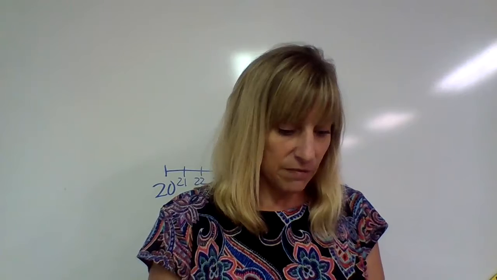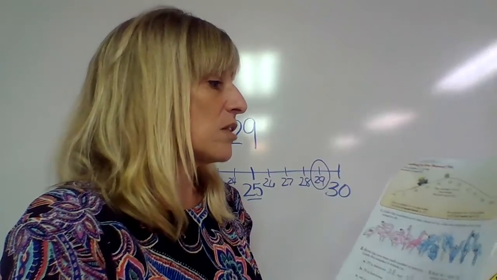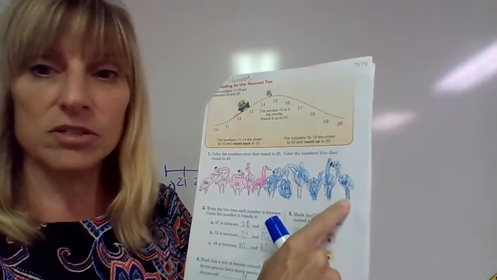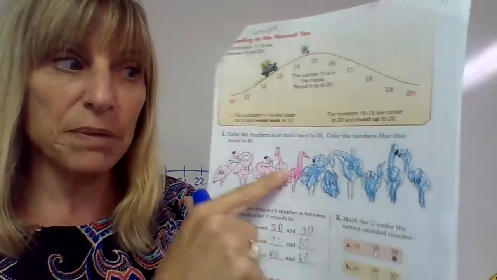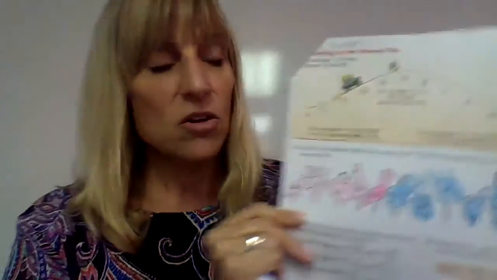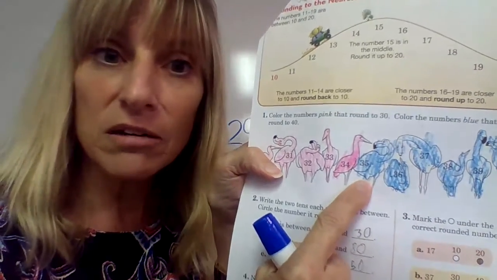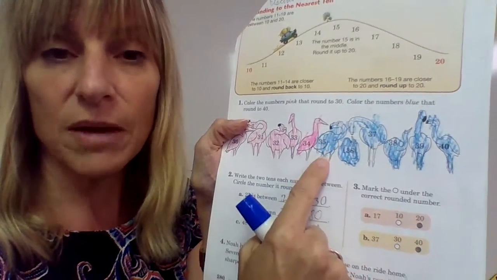There were some birds that you had to color, if you remember from last week. Some you had to color pink, some you had to color blue. Let me see if I can find the page. And yay, Isaiah, good job, you got it right. The instructions were: color the numbers pink that round to 30, and color the numbers blue that round to 40. So 30, 31, 32, 33, 34 should all be pink. You did that right. Notice some of you left this bird, the number 35, blank. You didn't color it in. Number 35, you round up to 40, so you should have colored that bird blue.